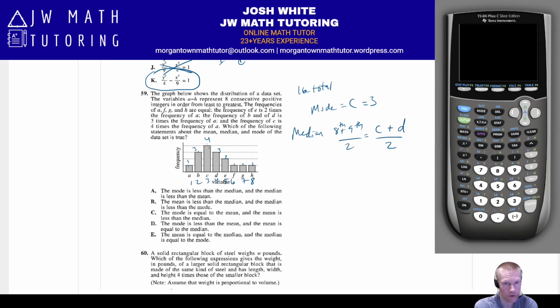So notice that is going to be to the right of C. And again, if you want to use picking numbers, you'd use 3 plus 4 and you get 7, and then 7 divided by 2 is obviously 3.5.